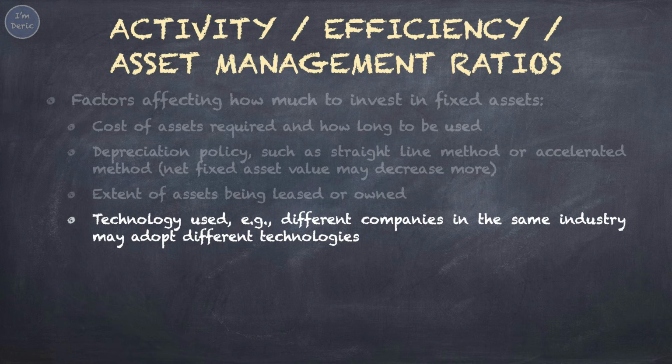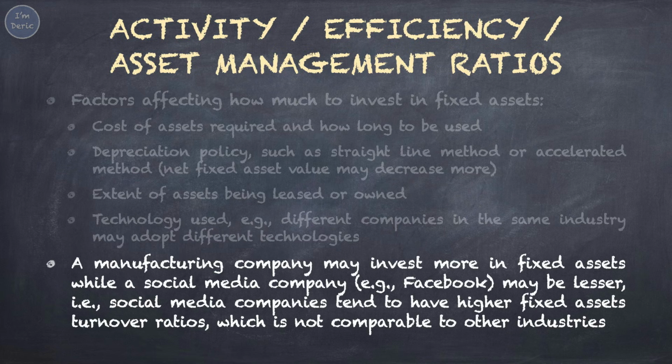The technology used can affect the efficiency of the assets and the overall productivity of the company. A manufacturing company may invest more in fixed assets, while a social media company, such as Facebook, may be lesser. That's why social media companies tend to have higher fixed assets turnover ratios, which is not comparable to other industries.